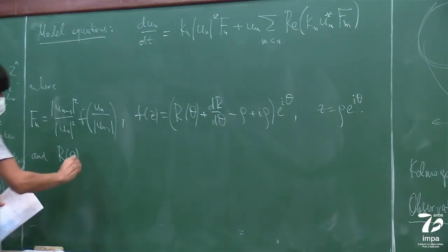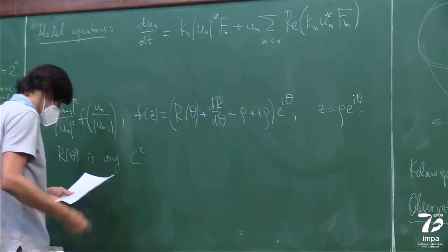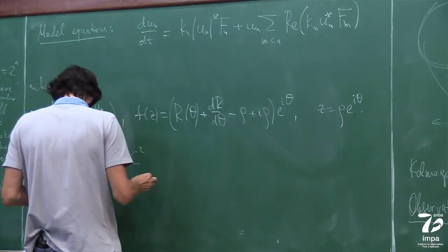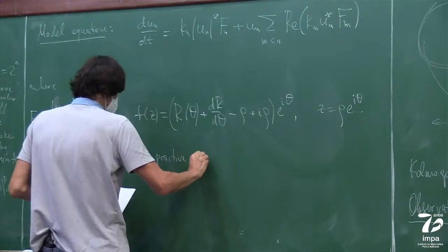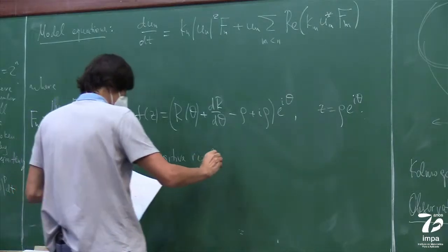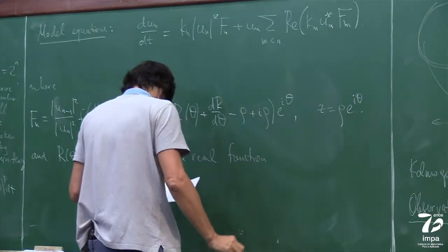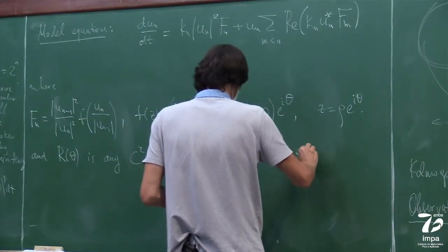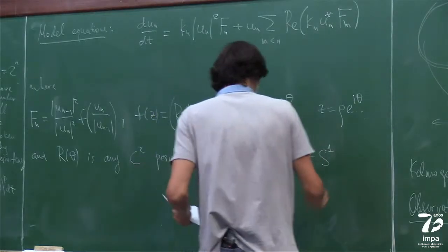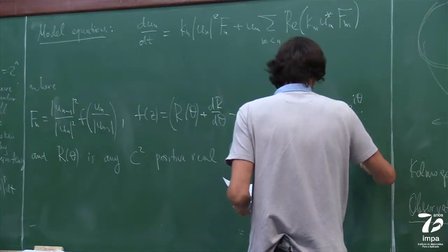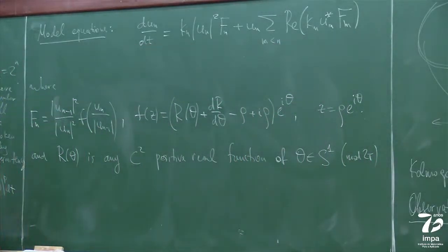is any C2, so twice continuously differentiable, positive real function of theta on a circle. It's modulo 2 pi. Circle modulo 2 pi. Okay.